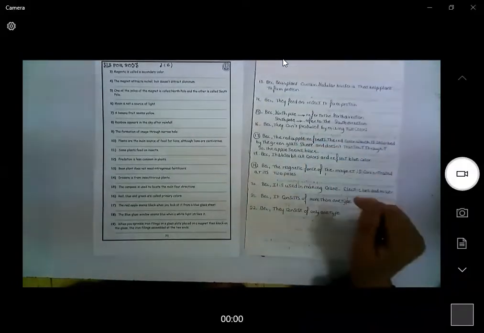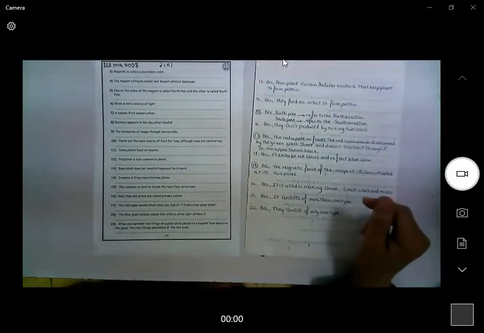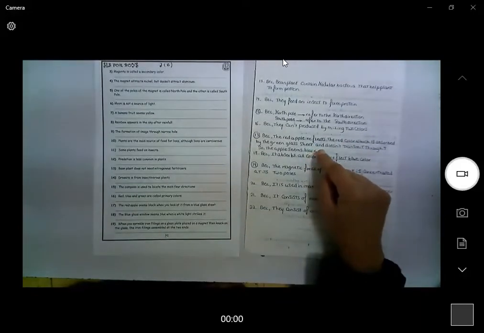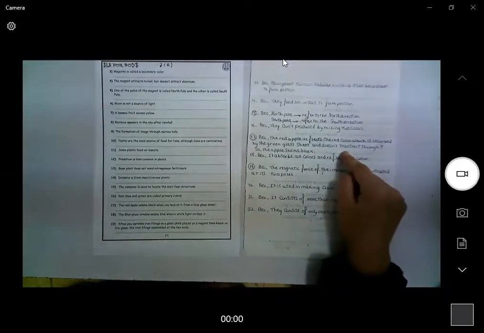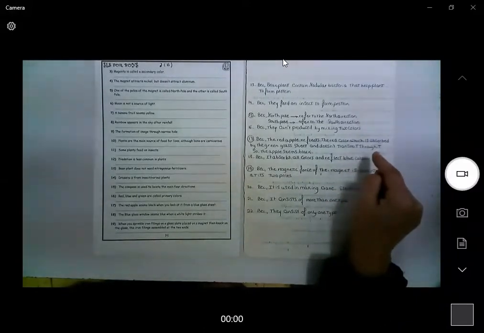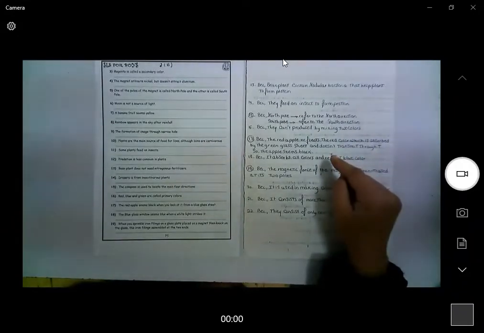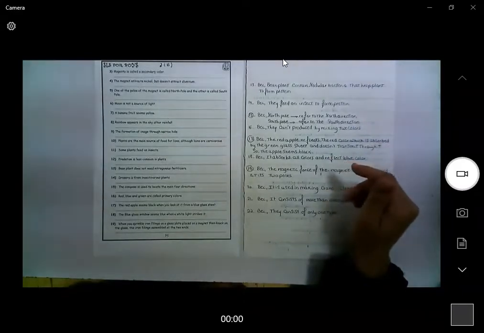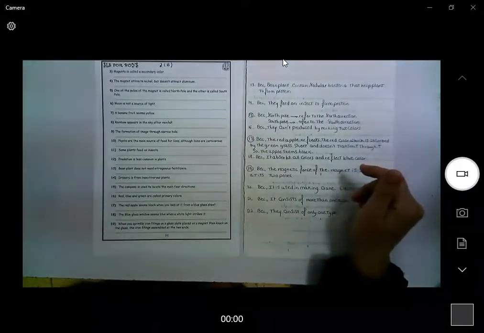17. The red apple seems black when you look at it through the green glass sheet. Because the red apple reflects the red color, which is absorbed by the green glass sheet and doesn't transmit through it, so the apple seems black.